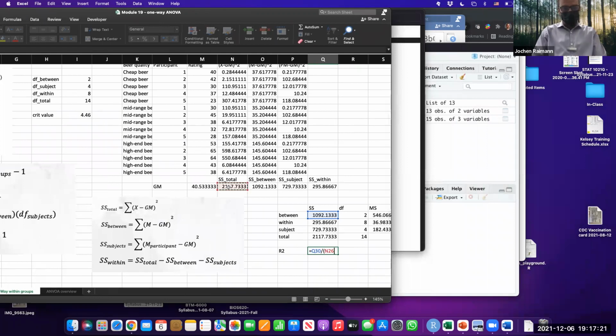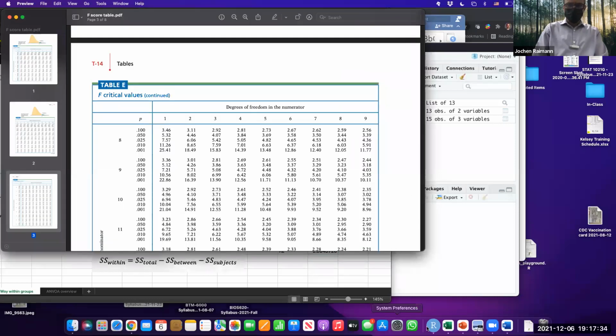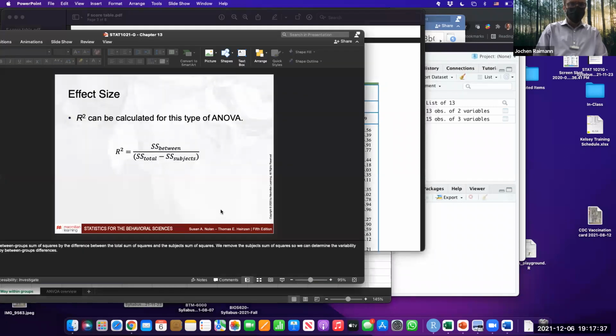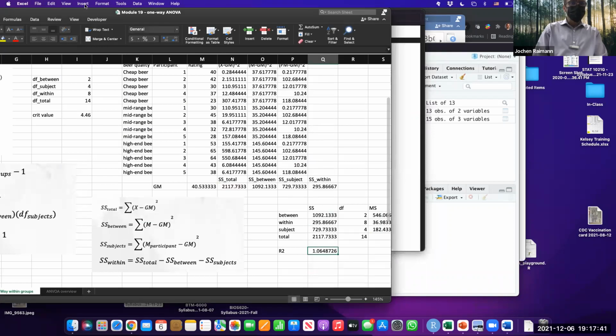Total minus subject. Total minus subject. So we have an R square of 1.0. No, that can't be. There's something else. SS between divided by total minus subject. I got a different answer. Oh, no, that was something else. This divided by total minus subject. Yeah.